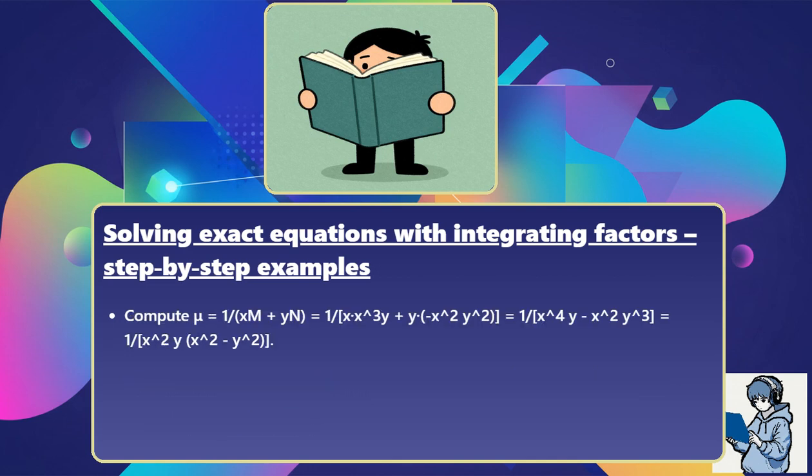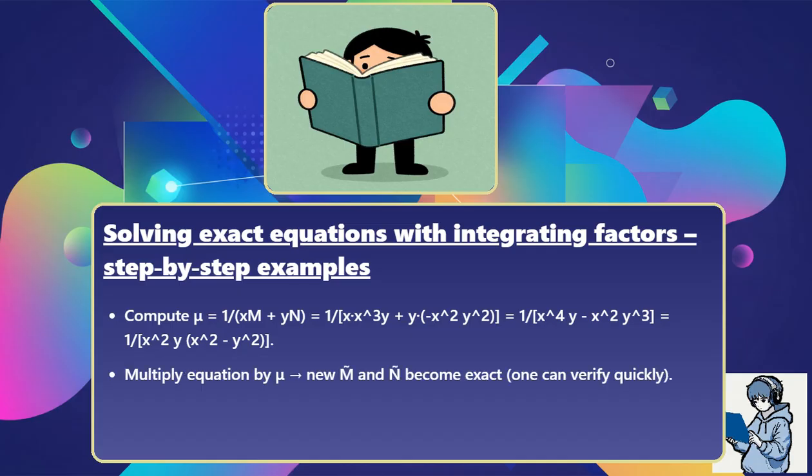Compute mu as 1 divided by (xM plus yN) equals 1 over [x times x cubed y plus y times negative x squared y squared] equals 1 over [x fourth y minus x squared y cubed] equals 1 over x squared y times (x squared minus y squared). Multiply the differential equation by mu, and the new M tilde and N tilde become exact.